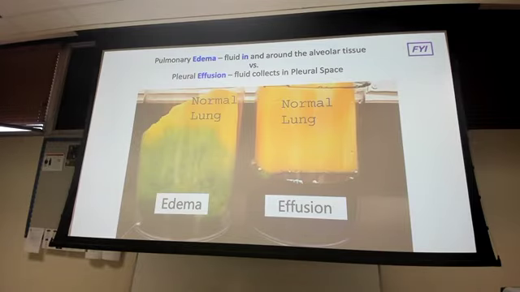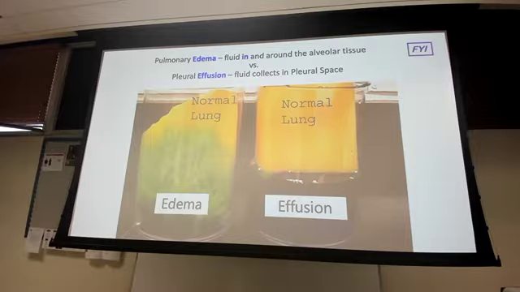All right. So another way just to look at edema. Talking about the lungs here. So normal lung up here, right, nice and yellow. If we have pulmonary edema, that fluid is inside of the lung tissue. It's inside the alveoli and it's around the interstitial space of that lung. So this is supposed to represent that.